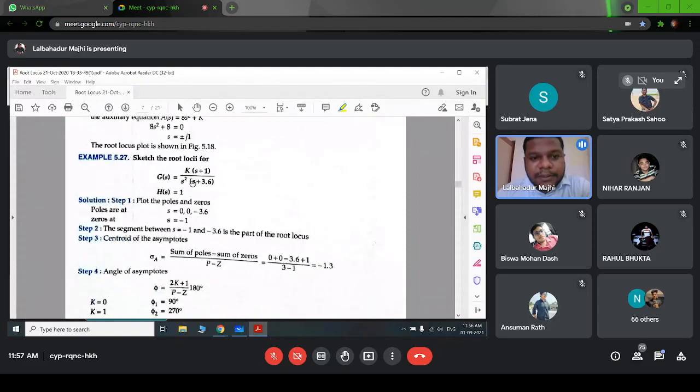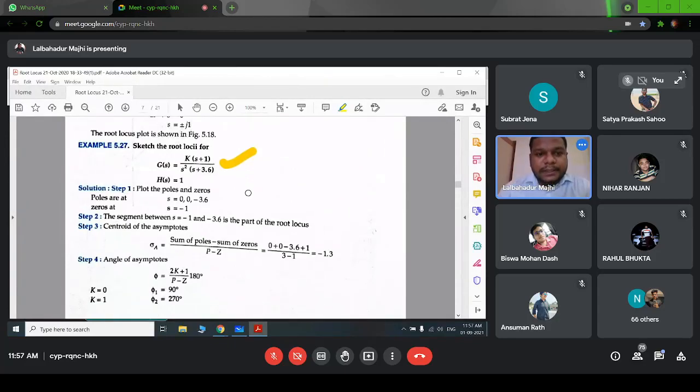We have a 0 and 3 poles. So first we have to identify the poles and zero. So we have 2 poles at origin, right? S square means there are 2 poles at the origin. So 0, 0 and another is -3.6. Clear? And we have 1 zero at s equal to -1. Clear? I think this is easy. You can identify the poles and zero.